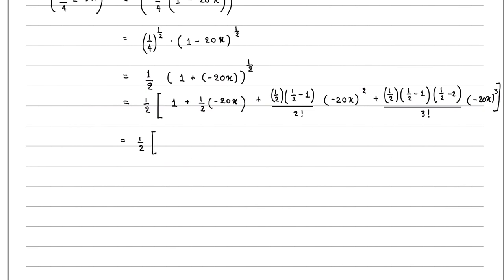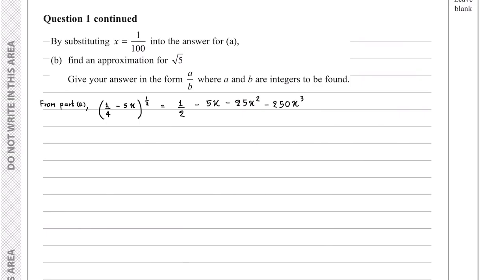Simplify all the terms inside the square brackets. The first term is the same, the second term will be minus 10x, the third term will be minus 50x squared, and then the last term will be minus 500x cubed. Expand 1/2 into each term inside the brackets. So the terms will be 1/2 minus 5x minus 25x squared and minus 250x cubed. That's the answer. Here's the next part.